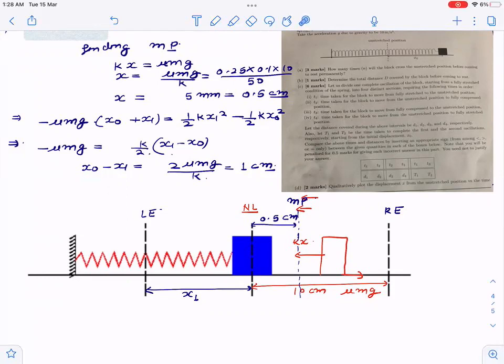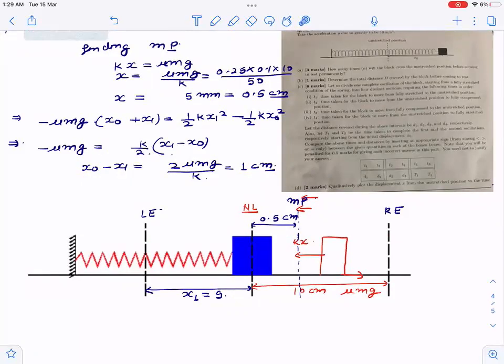This means that if this is 10, this is going to be 9. Right? So when it is coming from here to here, if this is 10, this is going to be 9. When it is going back, if this is 9, this is going to be 8. Right? That difference is independent of the initial position. The difference is going to be 1 centimeter in one half of the oscillation. Fine. Very, very important thing.